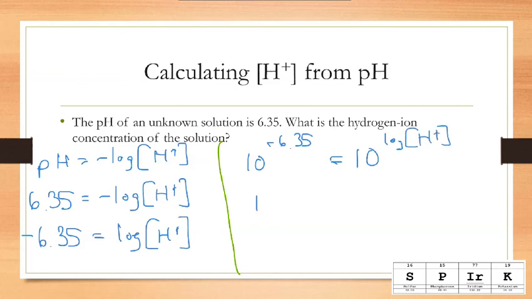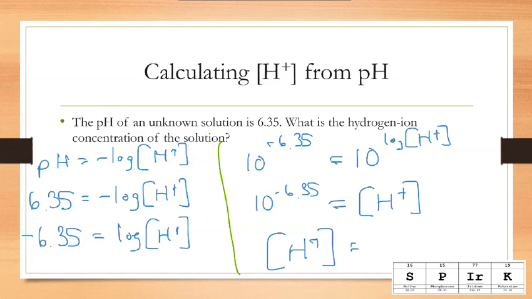So what this does is we can punch this into our calculator on the left-hand side, but on the right-hand side, it eliminates that log, so we're left with just the concentration of H plus. So when we punch this into our calculator, H plus equals 4.45 times 10 to the minus 7 molar. So that is how we can work backwards from knowing the pH and try to determine the concentration of H plus.